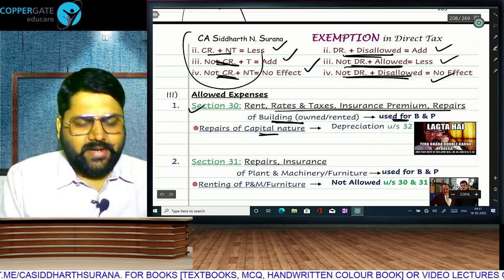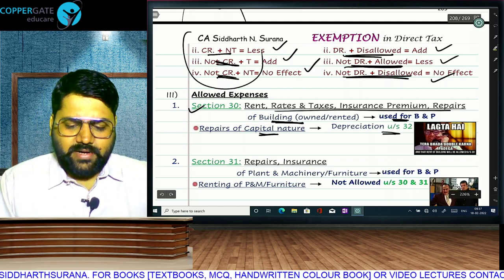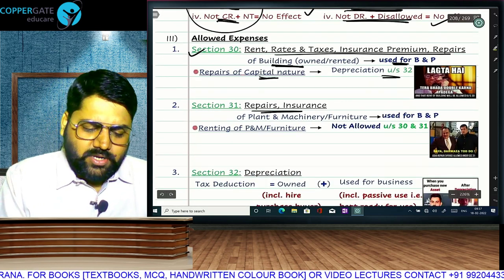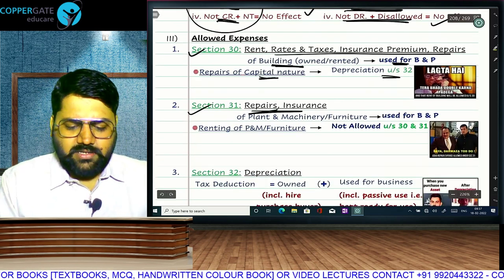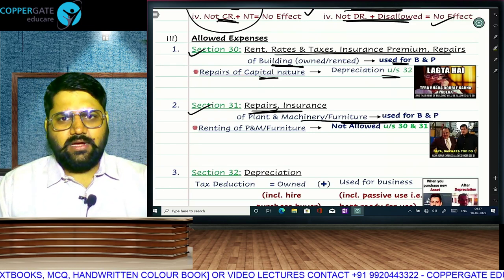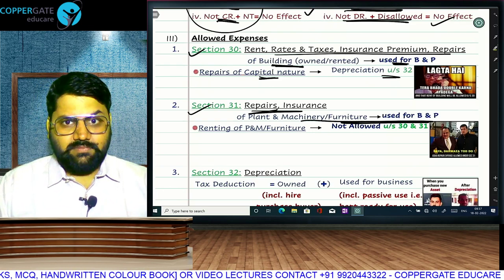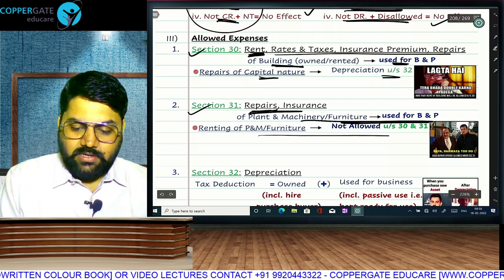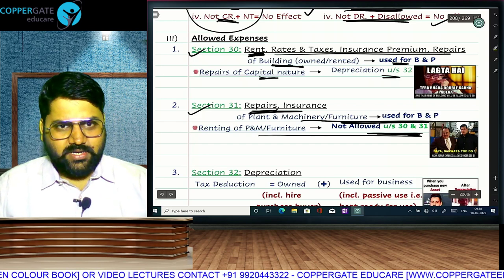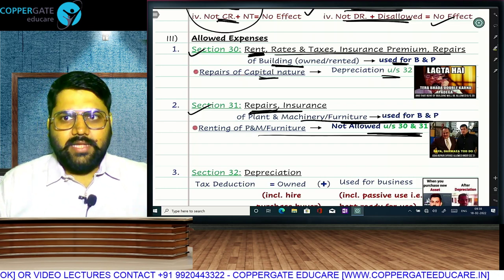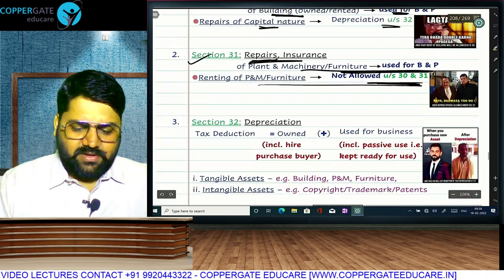But of course, if the repairs are of capital nature, then you don't get the deduction as revenue expense, you can take depreciation. Repairs and insurance of plant and machinery and furniture, again only one condition, business or profession, then allowed as a deduction under section 31. But observe carefully, your rent is not covered, so it is not allowed under 30 and 31. This is a revision lecture, so we are aware that later on it will be allowed under 37(1).